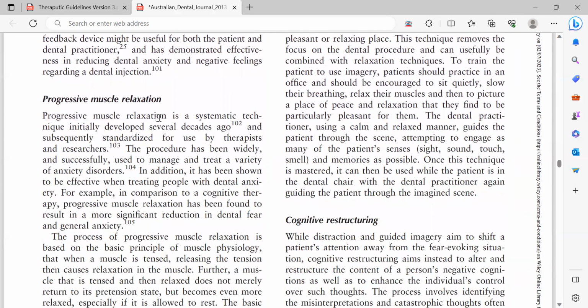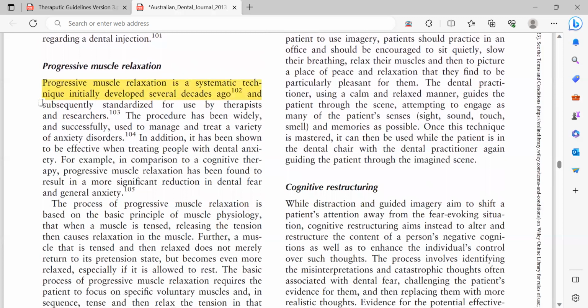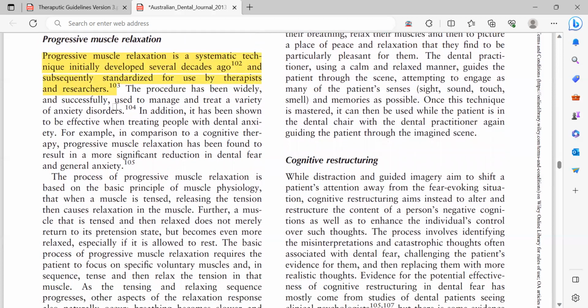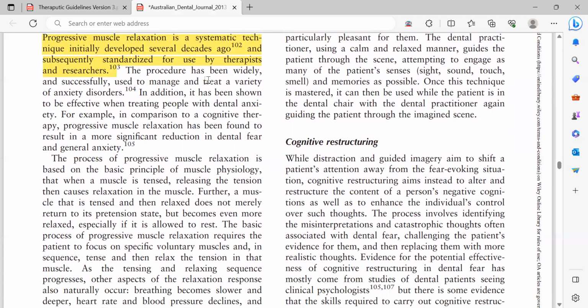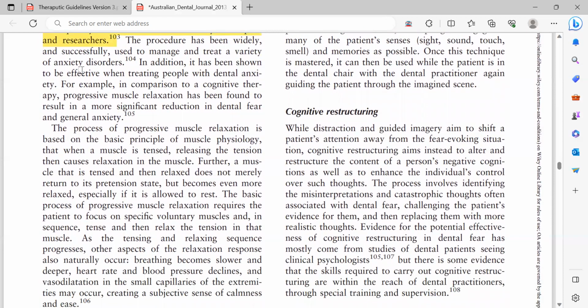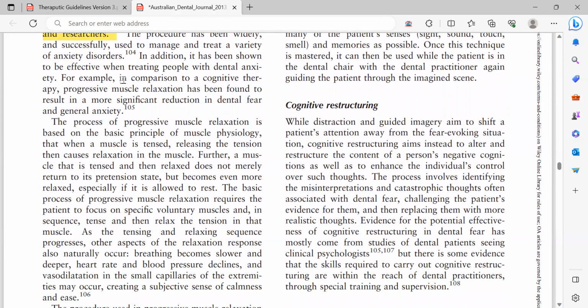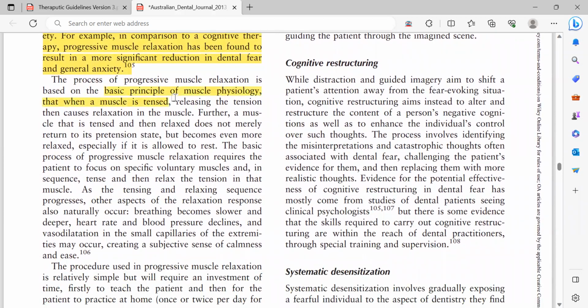Then progressive muscle relaxation. It is a systematic technique initially developed several decades ago and subsequently standardized for use by the therapist and the researcher. The procedure has been widely used and is successful in managing anxiety. In addition, in comparison to cognitive therapy, progressive muscle relaxation has been found to result in a greater reduction in dental anxiety. It is based on the principle of muscle physiology: when a muscle is tense, releasing the tension then causes relaxation of the muscle.